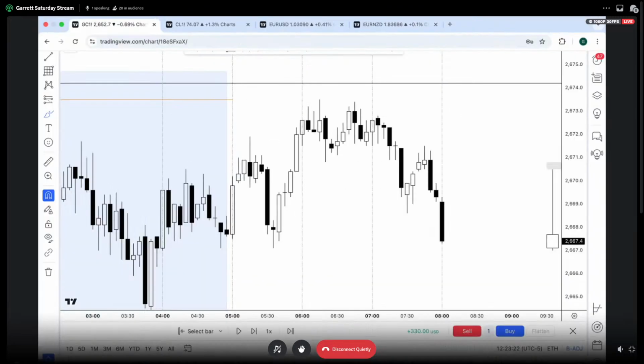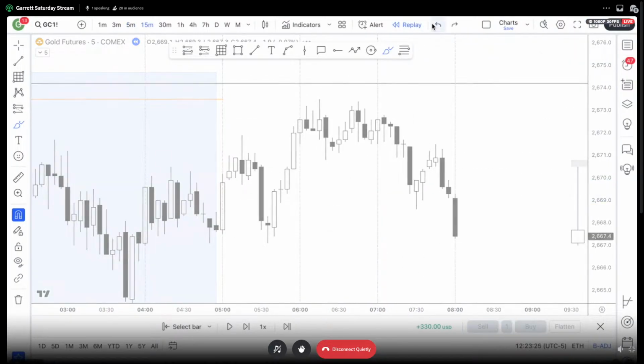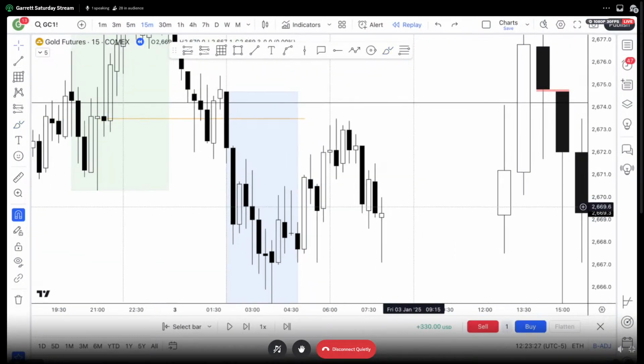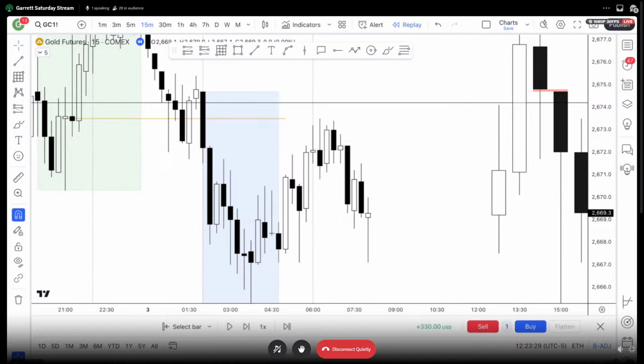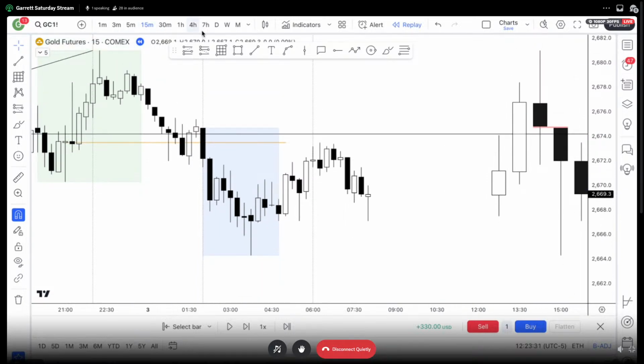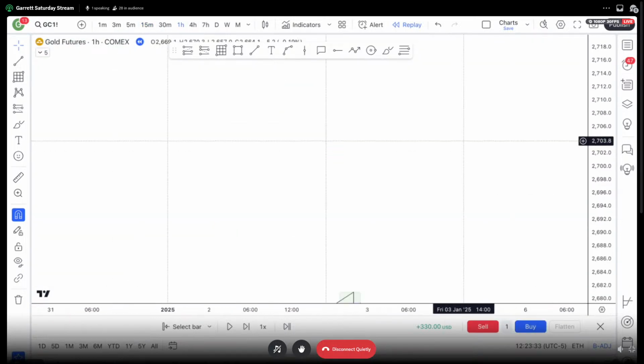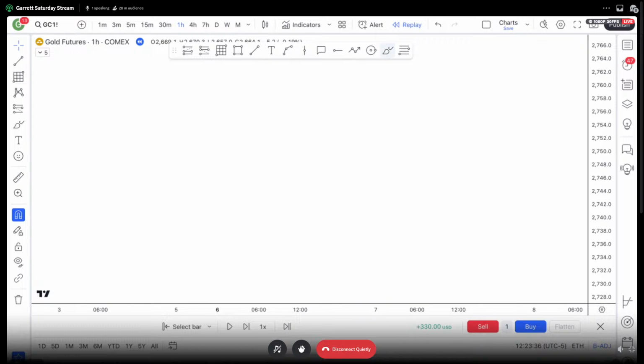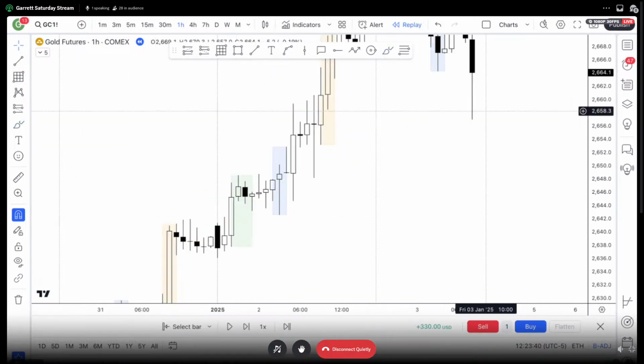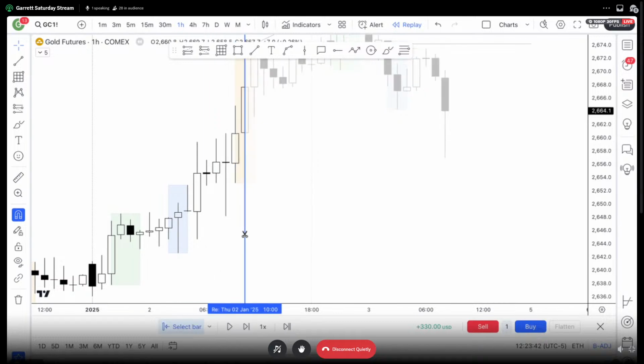But another thing you could do is wait for a candle 2 closure. So let's say, let me try to make this. I'm going to have to find an example or something. Let's go here.